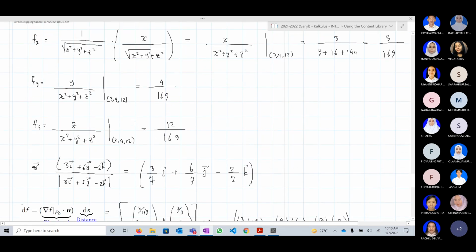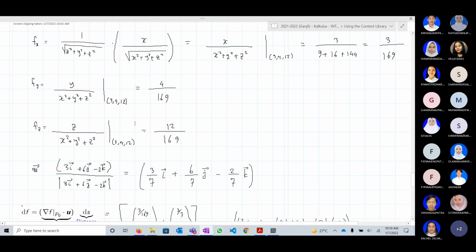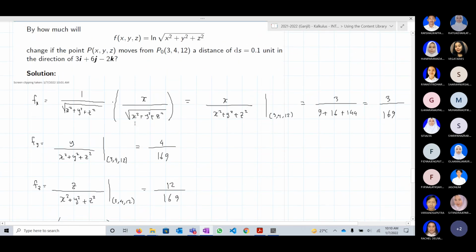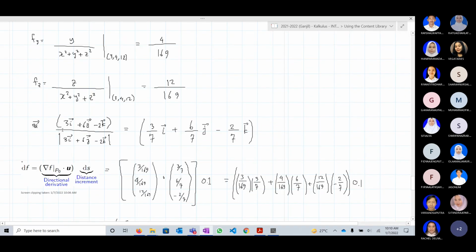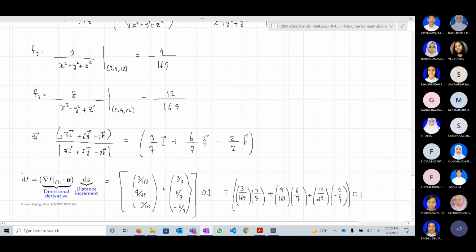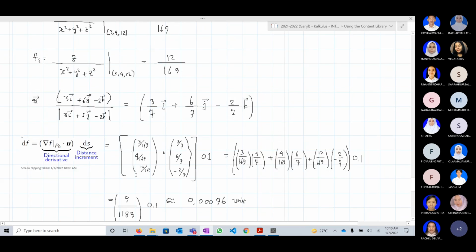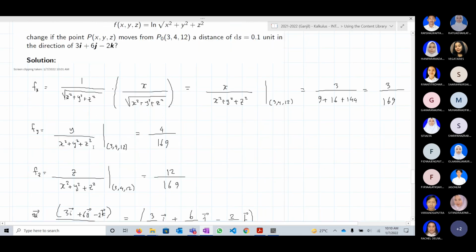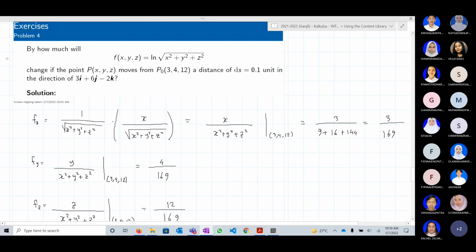Kemudian kita cari arahnya, arahnya itu harus vektor satuan. Maka ketika kita diberikan arah vektor seperti ini yang ternyata bukan vektor satuan, kita cari vektor satuannya, kita dapat arahnya itu, baru kita masukkan rumusnya. Di mana ds-nya, distance increment-nya di sini adalah 0,1 unit.